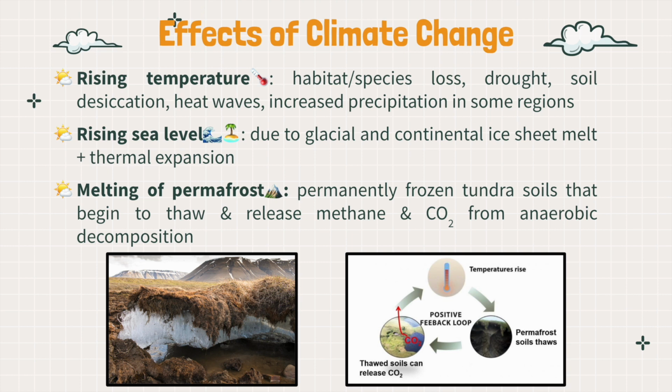Rising sea level we talked about in the last section. This is typically due to glacial and continental ice sheet melt, plus thermal expansion of the water. We talked about the effects of that in the last section, so I'm not going to get into that too much here. We've also talked about melting of permafrost, which is the permanently frozen tundra soils that begin to thaw and release methane and carbon dioxide from anaerobic decomposition, and this occurs seasonally. With rising temperature, we can lose that layer of permafrost altogether.